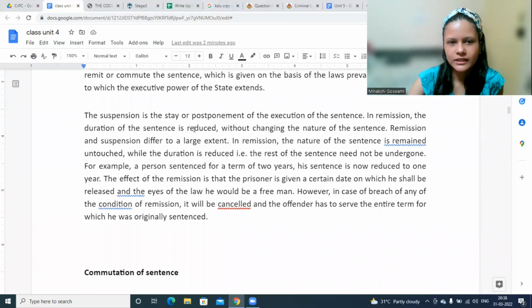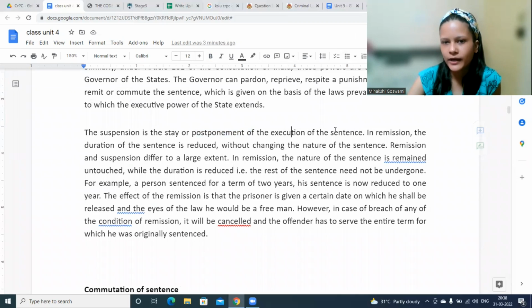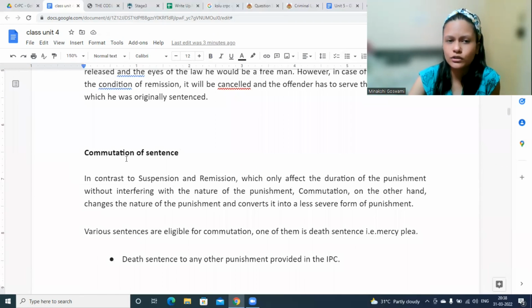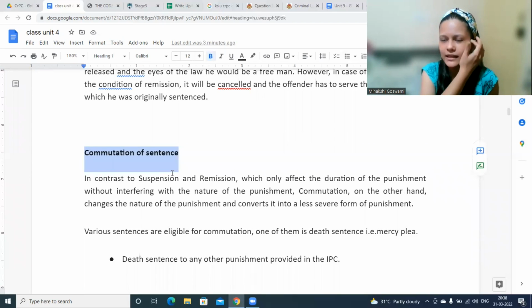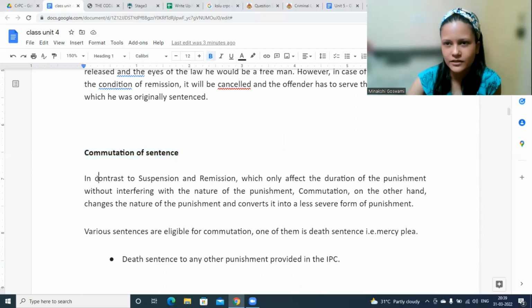Okay, so suspension is to stay or postpone execution of the sentence. And in case of remission, the duration of the sentence is reduced. Like I said, the nature would be the same, only the time duration might be reduced in some cases. Then we also have commutation of sentence. Try to remember the meanings and that would be enough. You can write and explain in your own ways as well by giving an example.